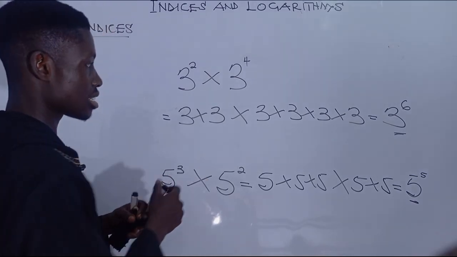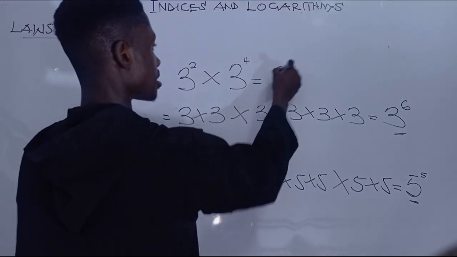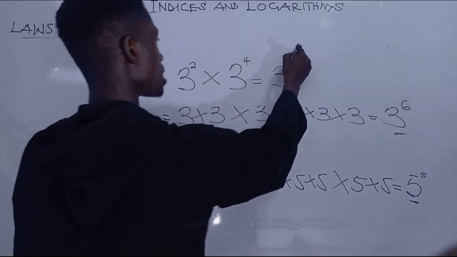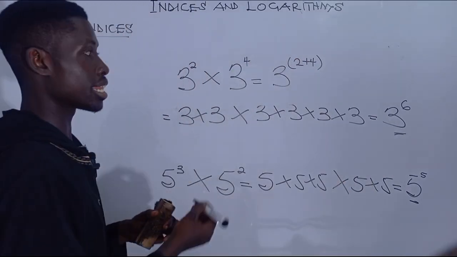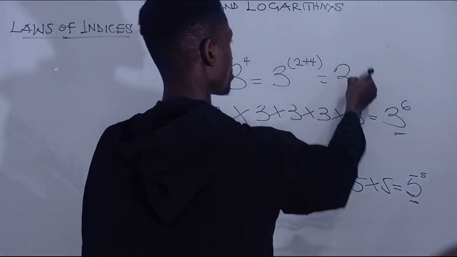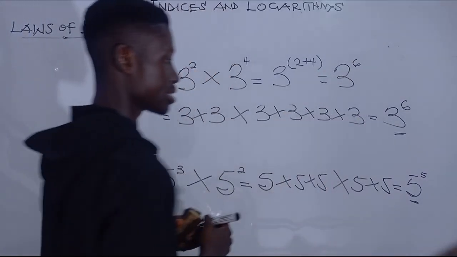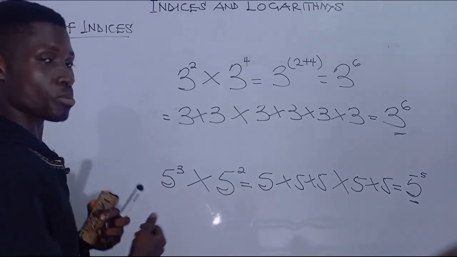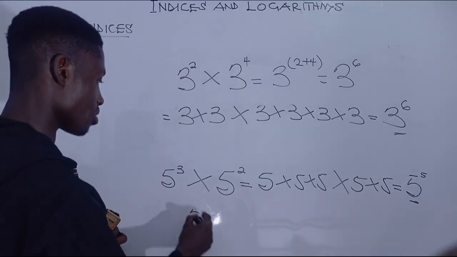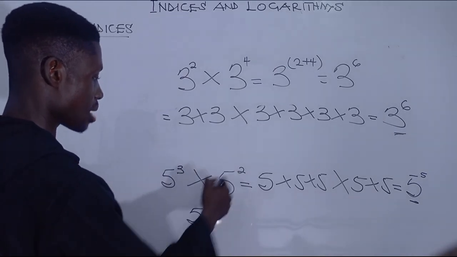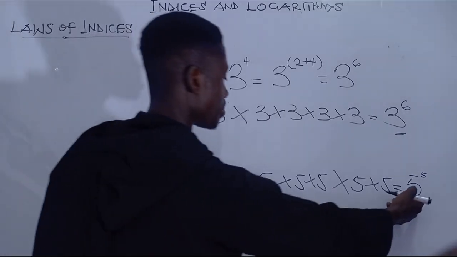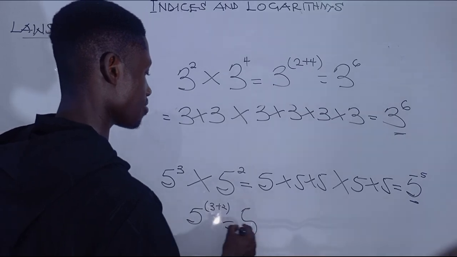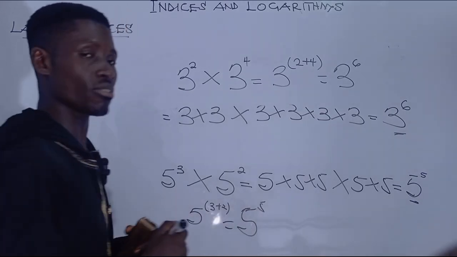So when we pick one of the base and then we sum the exponents, 2 plus 4, it's the same as this. So this will give us 3 raised to the power 6. With this example, when we pick one of the base and then we sum the exponents, we have 3 plus 2, which is the same as that. So we have 5 raised to the power 5.